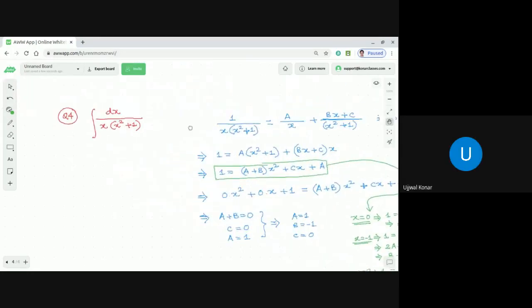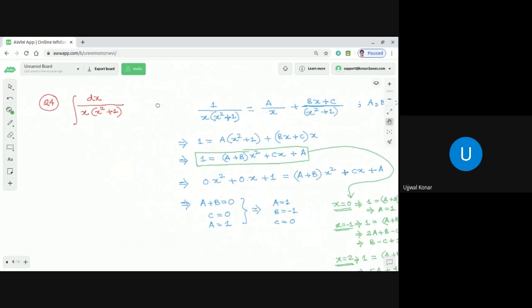Okay, so as we found the values of a, b, and c, what are we going to do? What we can write is the integration of a by x. Let me use a different color.